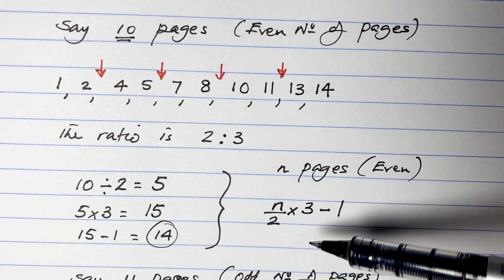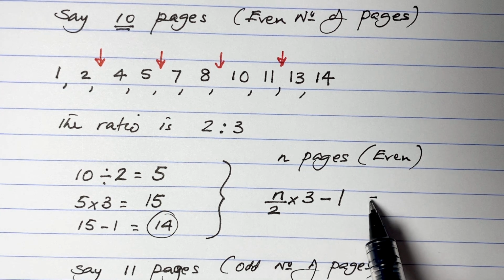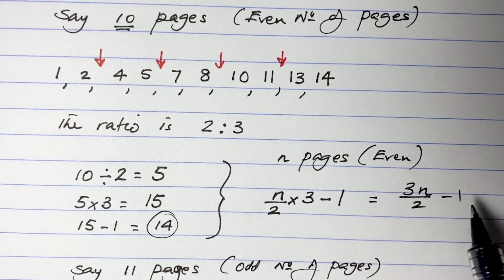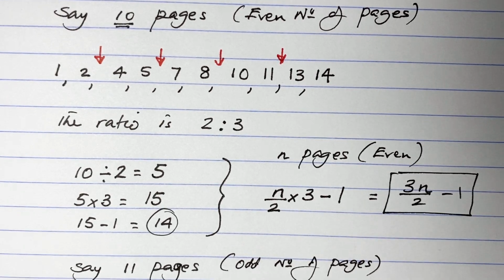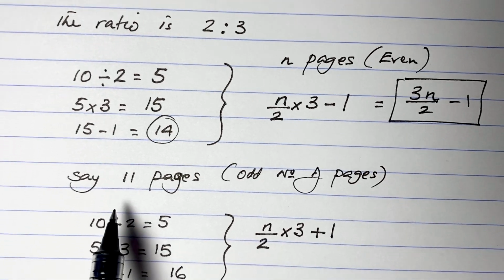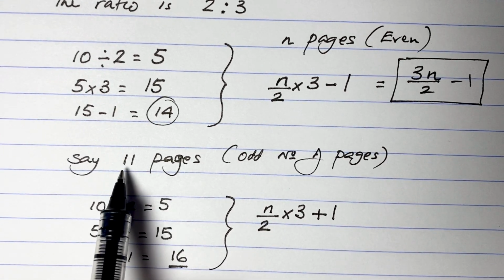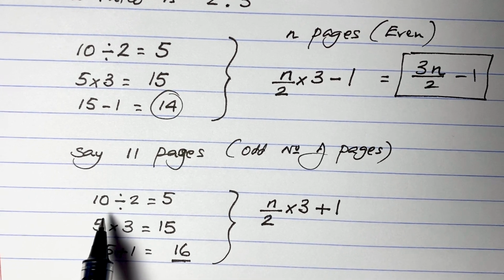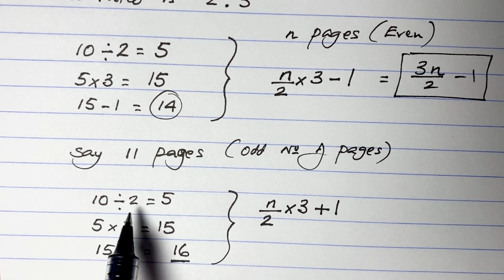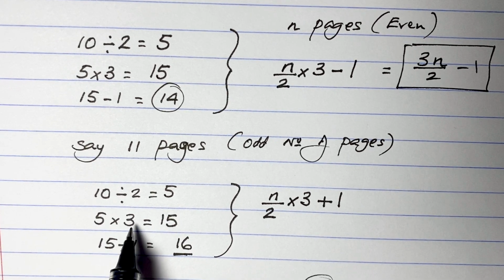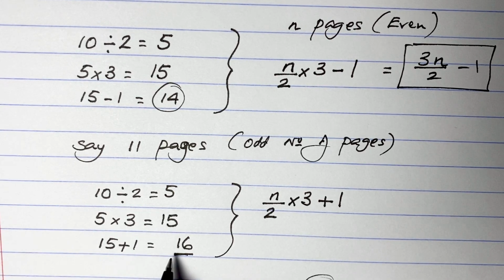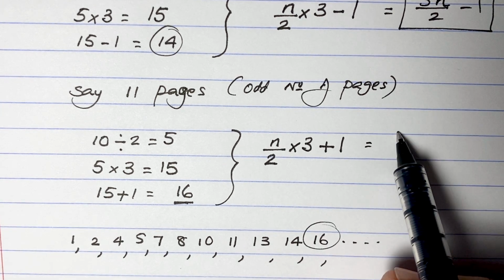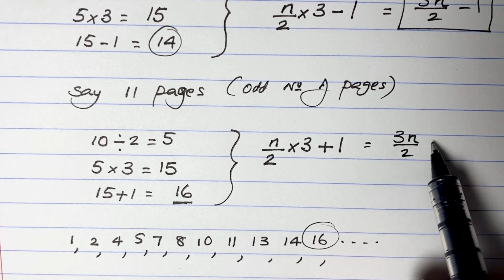So I ended up with a formula. So you can even tidy this better. It would be 3n over 2 minus 1. Then I used an odd number of pages, and since I couldn't divide 11 by 2 exactly, I went to the previous even number, which was 10. Use the same method, divide by 2 times by 3, and since I went to the previous number, I add 1 to give me the right value. So you could also write this as 3n over 2 plus 1.